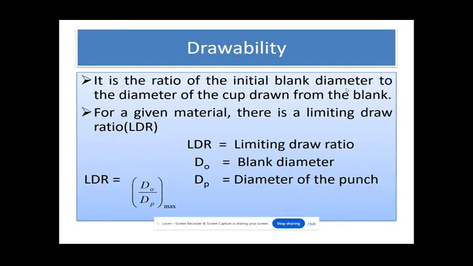Then we talk about drawability. For a given sheet material, drawability can be measured. Drawability is nothing but the ratio of the initial blank diameter to the diameter of the cup drawn from the blank. For a given material, there is a limiting draw ratio, that is the maximum diameter that can be drawn successfully. LDR is the limiting draw ratio, D0 is the blank diameter, dP is the diameter of the punch. LDR is given by D0 by dP max.